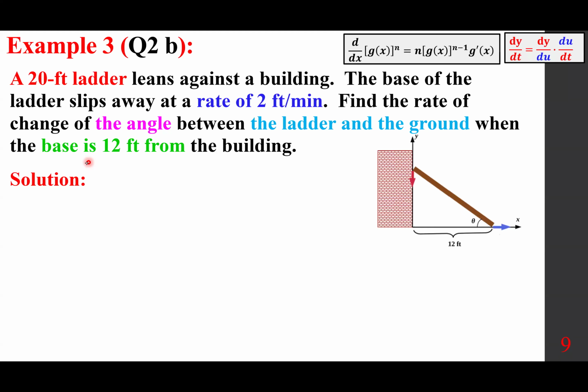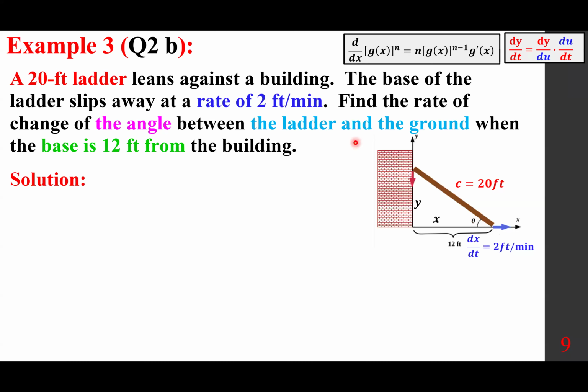So it's the same thing here, as you can see. So again, we have to define our variables. We define them again, x and y, and of course, c is fixed at 20 feet, and dx/dt is 2 feet per minute. So far, absolutely the same. Over there, we were interested in dy/dt. Now we are not interested in dy/dt, but in the angle between the ladder and the ground.